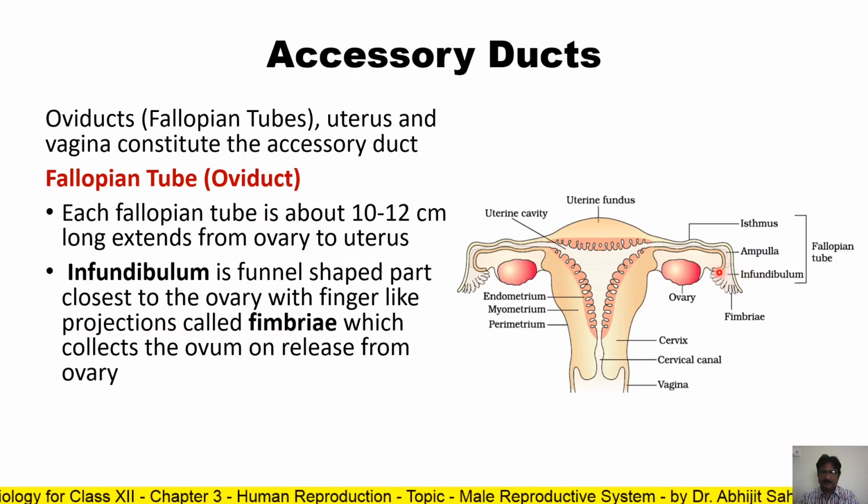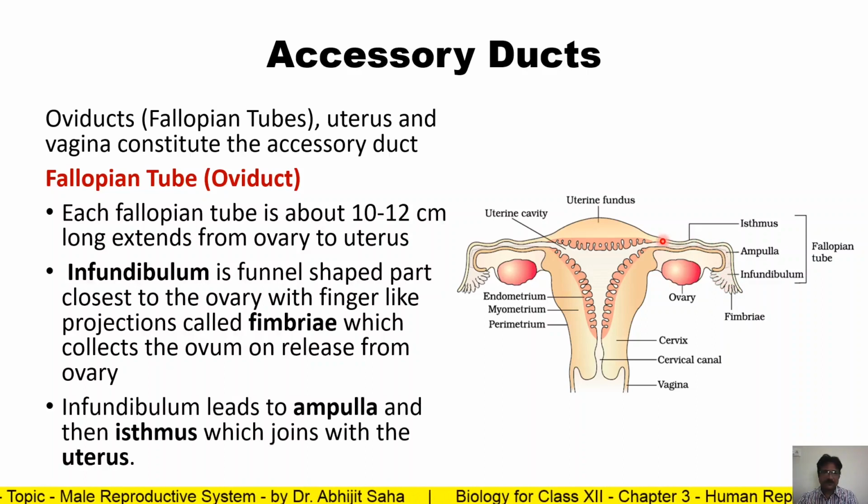This is the infundibulum. It ends with some finger-like projections. These are called fimbriae. Fimbriae collect the ovum and send it to the infundibulum and finally through the different parts of the fallopian tube. So the infundibulum leads to the ampulla region, then the isthmus region, and finally the uterus.